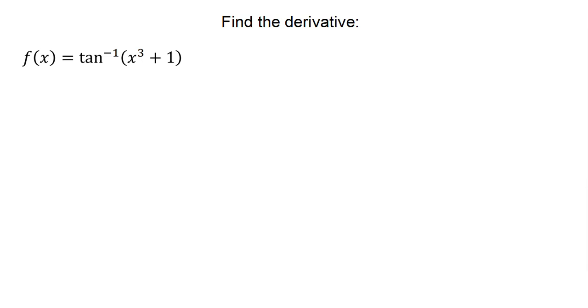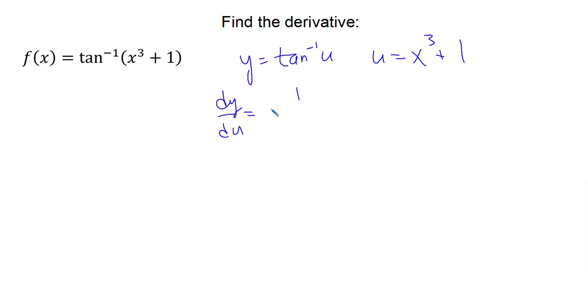All right, for our next one, we've got the inverse tangent of u. So we'll rewrite this as y equals inverse tangent of u, with u equal to x cubed plus 1. It's another function within a function. So the derivative of inverse tangent, we should know, is 1 over 1 plus u squared. And then the derivative of u with respect to x should be 3x squared.